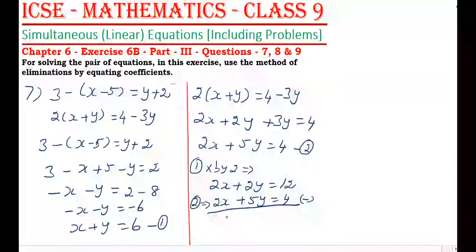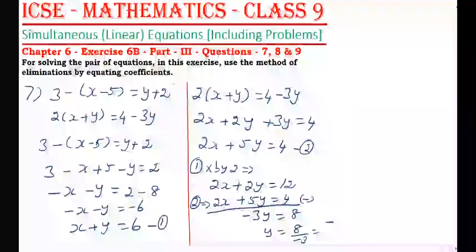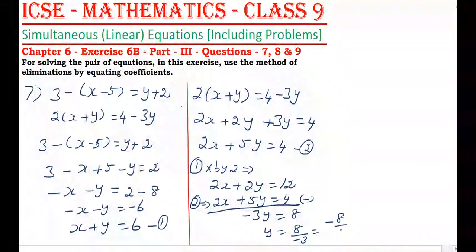So now 2x will be cancelled. Now 2y minus 5y, it's minus 3y equal to 12 minus 4, it's 8. So y equal to 8 by minus 3, equal to minus 8 by 3.